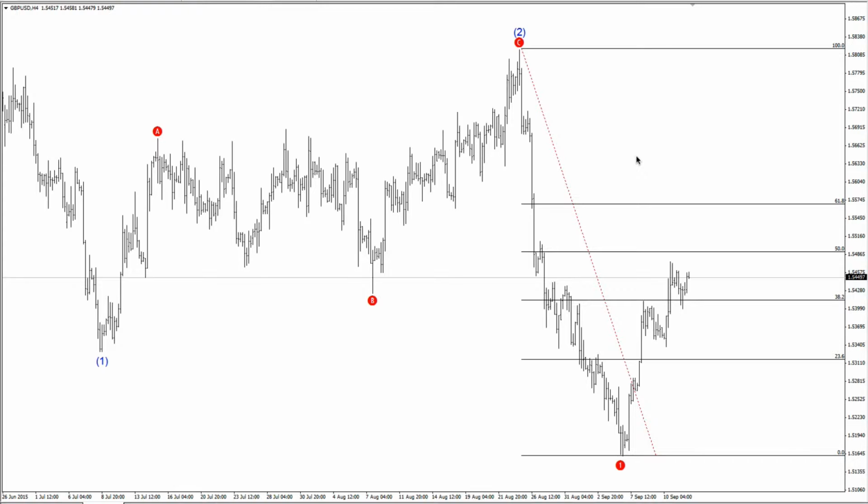Maybe this is the A part that we have now finished, and B wave is forming more or less sideways, and we should get one more push higher. Another option or alternative wave count here is that the B wave has already finished, the last sideways motion, which is right here.